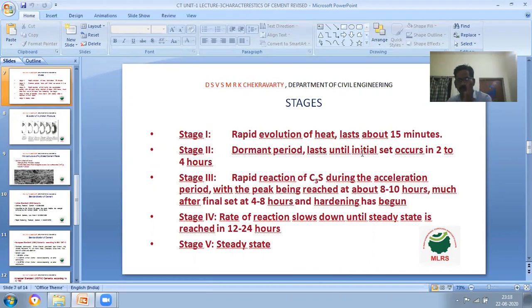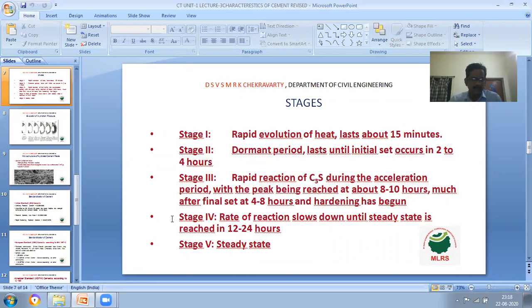Next, stage number 2 is the dormant period, lasting until initial setting occurs, 2 to 4 hours. Stage number 3 is the rapid reaction of tricalcium silicate during the acceleration period, with the peak reached at about 8 to 10 hours, much after final set at 4 to 8 hours, when hardening has begun. Stage number 4, the rate of reaction slows down until steady state is reached, 12 to 24 hours. Stage number 5 is steady state.